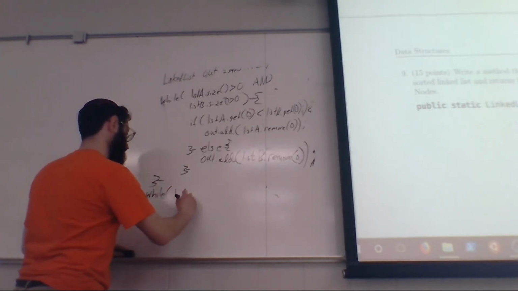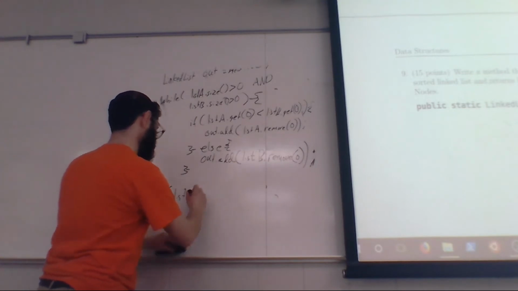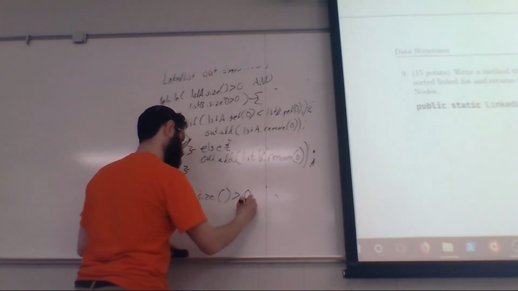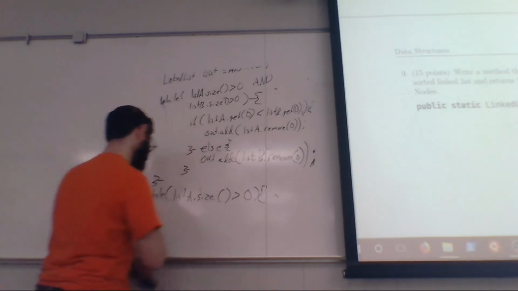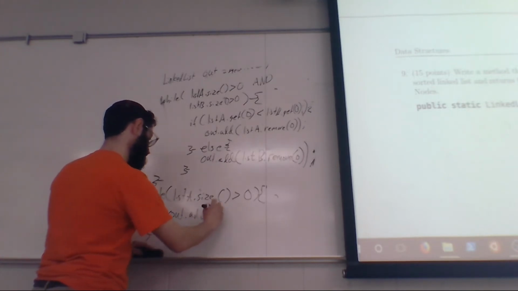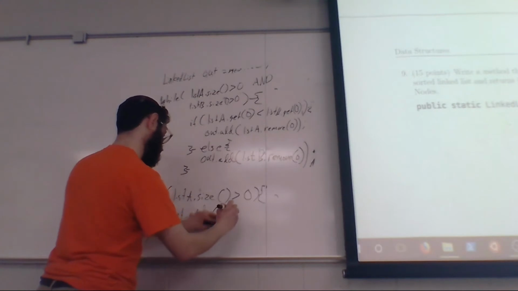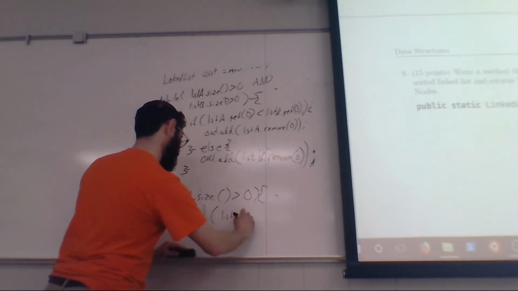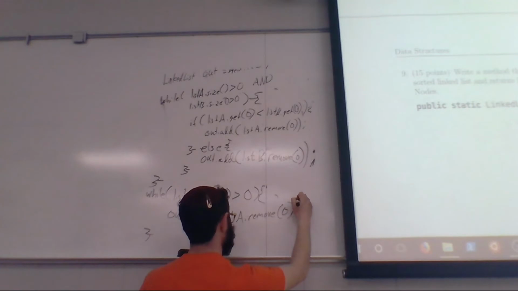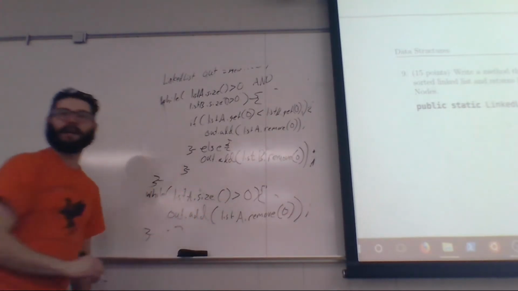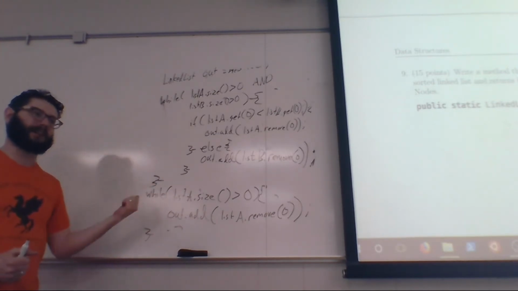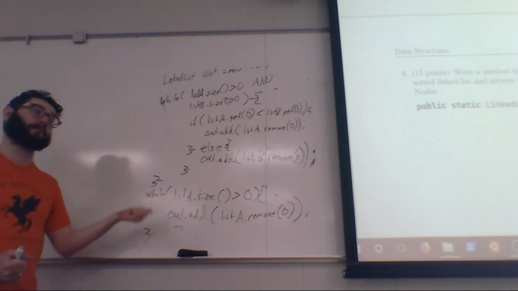So while list A dot size is greater than 0, I will out dot add list A dot remove the head, and then I repeat that for list B. So while there's still stuff in list A, I remove the head of the list and place it on the tail of the list I'm returning.